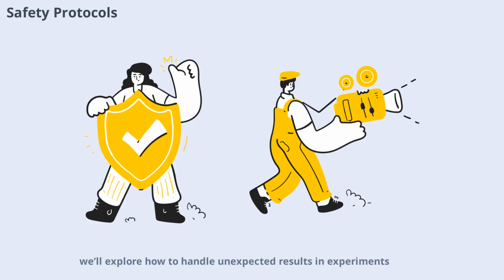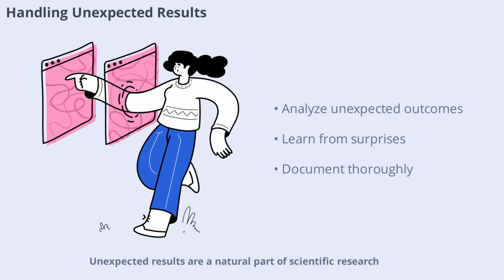Next, we'll explore how to handle unexpected results in experiment. Unexpected results are a natural part of scientific research. Instead of viewing them as failures, researchers should analyze and learn from them. These outcomes can lead to new hypotheses or reveal previously unknown factors. Documenting unexpected results and investigating their causes is essential for scientific progress.